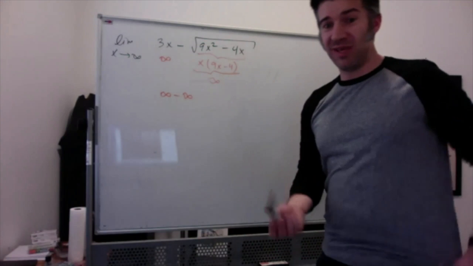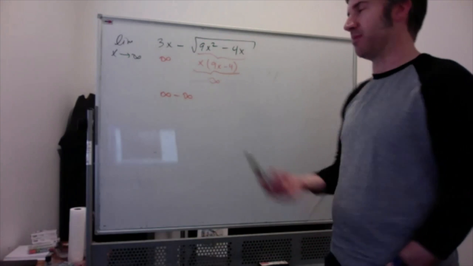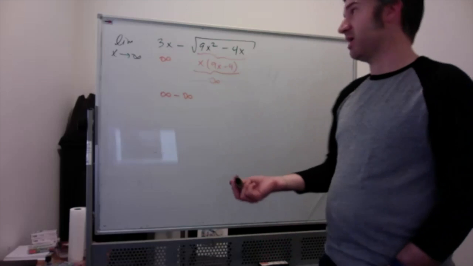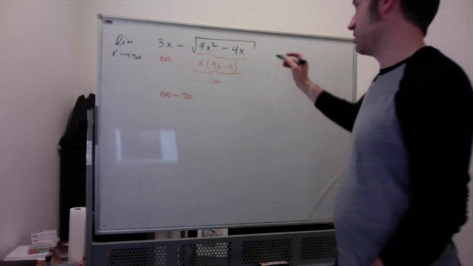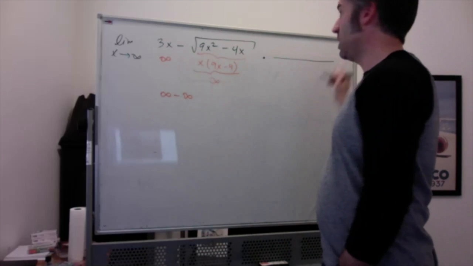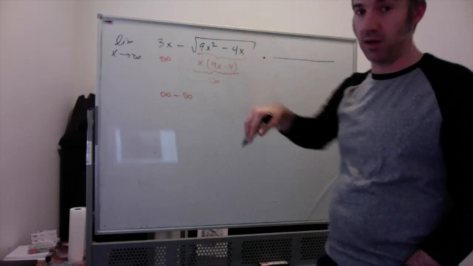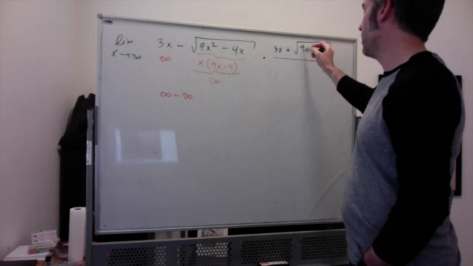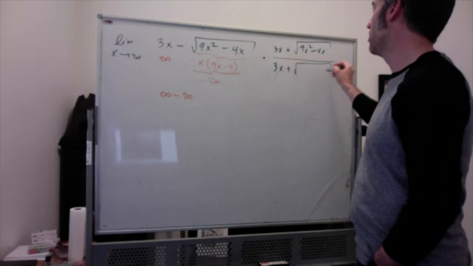So the only thing we can really do here, which is something we've done before, although we might not remember it, is we have to use the conjugate, right? The only way to deal with something minus the square root or something plus the square root is to multiply by the conjugate. But you can't just multiply by the conjugate. You have to multiply by 1, which is the conjugate over the conjugate. So multiply by 3x plus the square root of 9x squared minus 4x over the same darn thing.